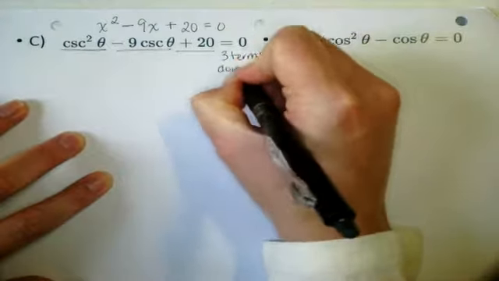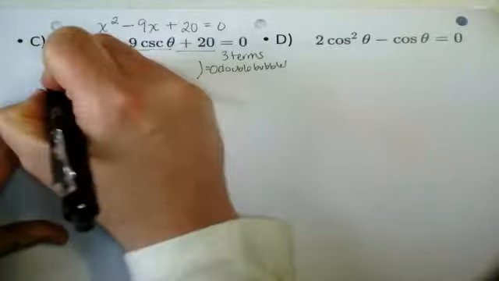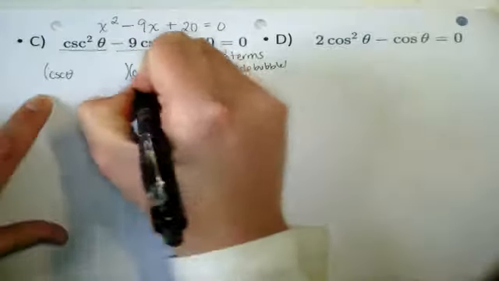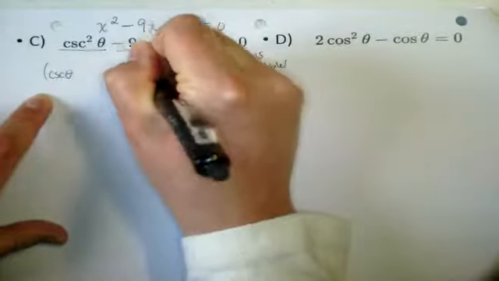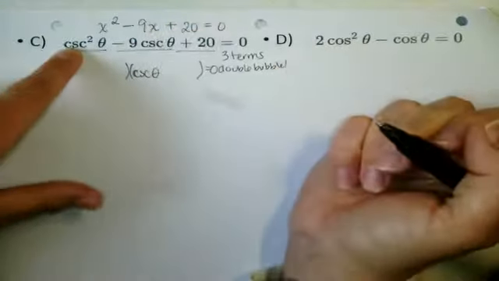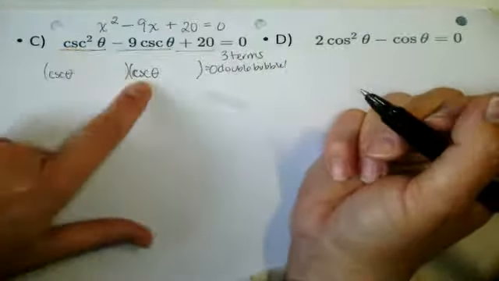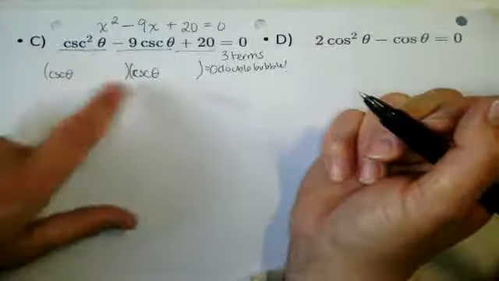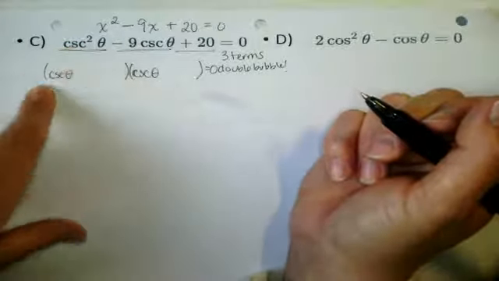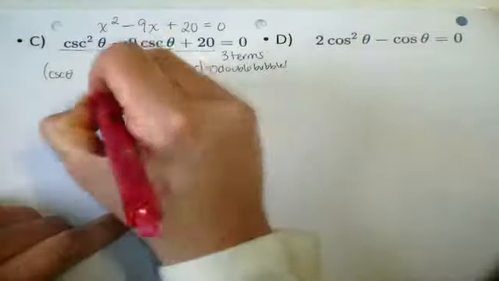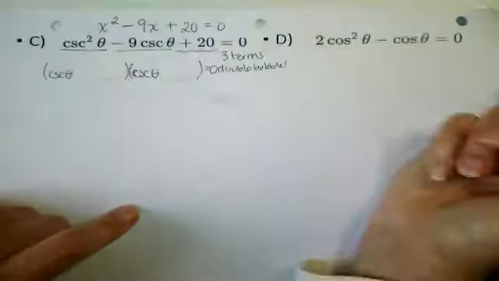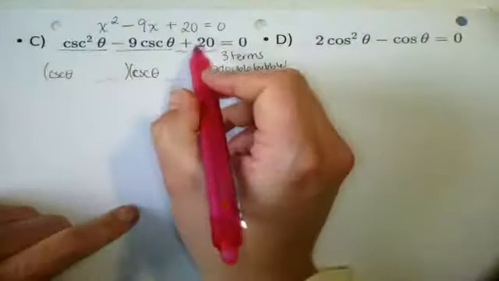What times what is cosecant squared? Cosecant theta times cosecant theta is cosecant squared theta. Just like x times x is x squared. What times what is cosecant squared? Cosecant times cosecant is cosecant squared. And then last times last has to be positive 20. What times what is positive 20?